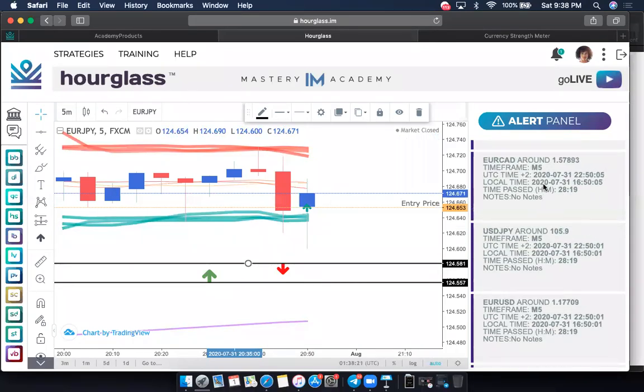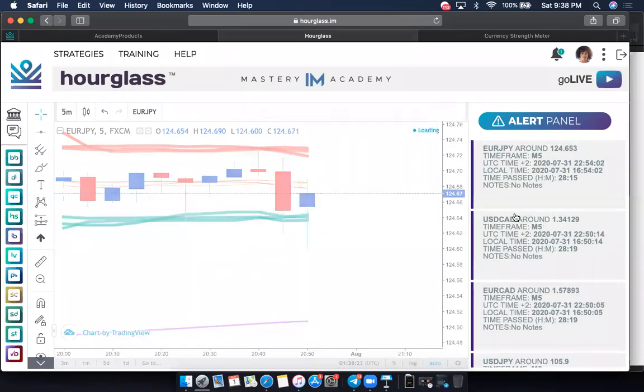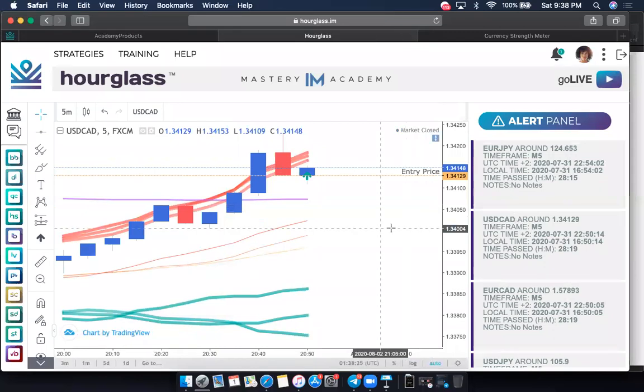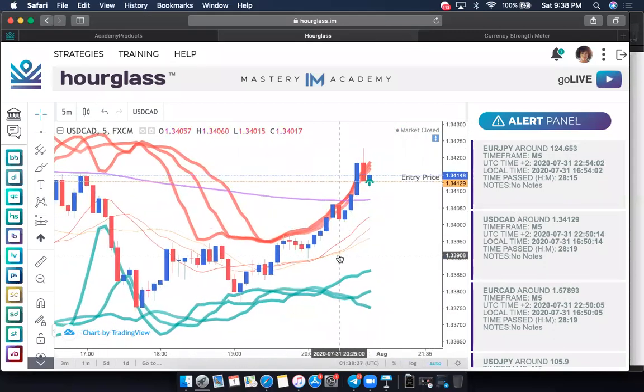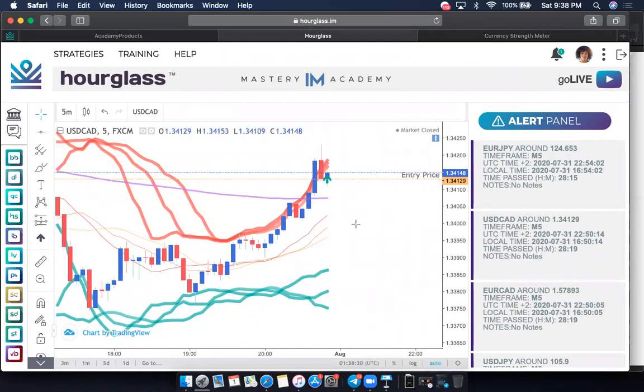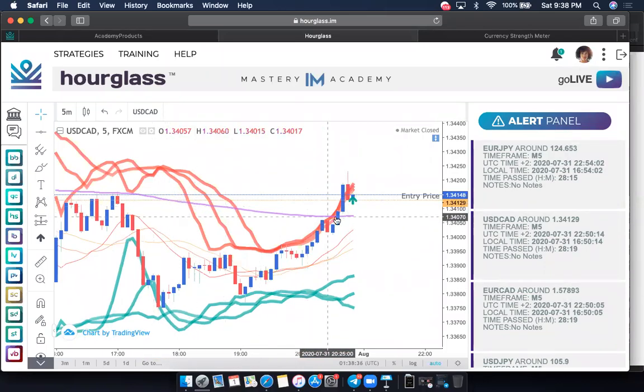So let's take a look at another trade. Let's go to USD CAD. All right, this is horrible. I wouldn't even take this, because you want your purple line to be above everything. You see how the purple line is still in between this Bollinger Band and this Bollinger Band.